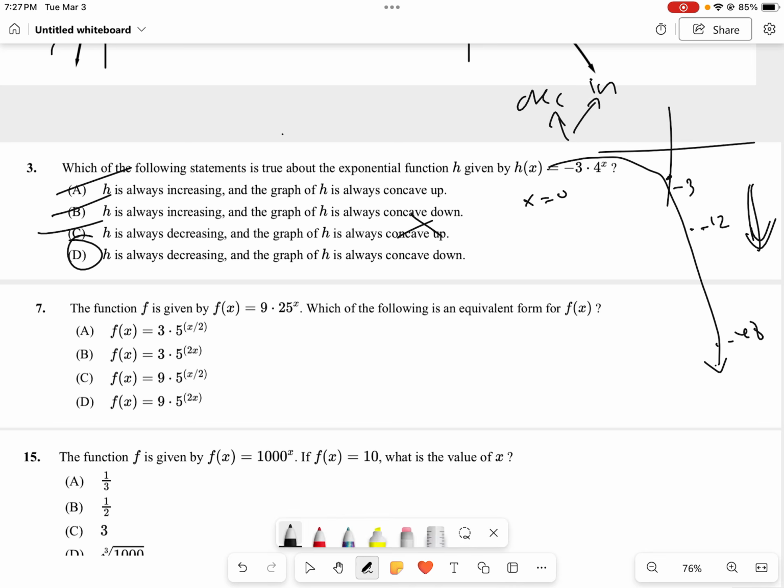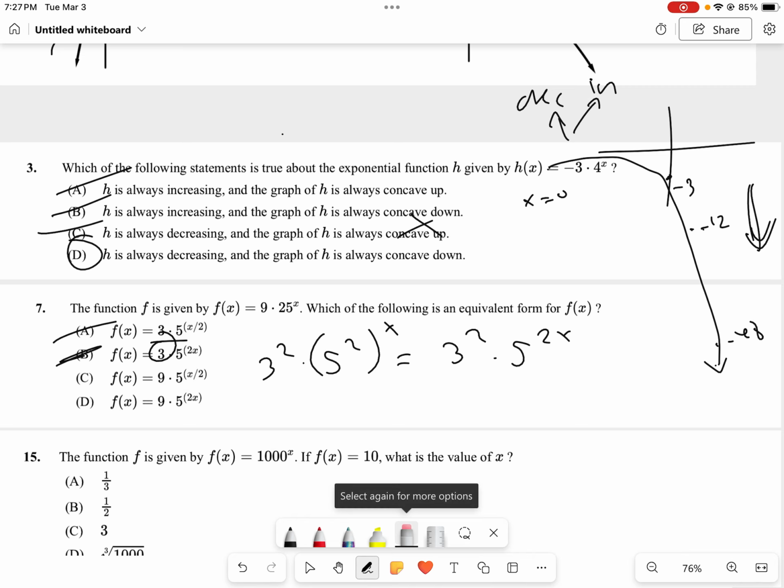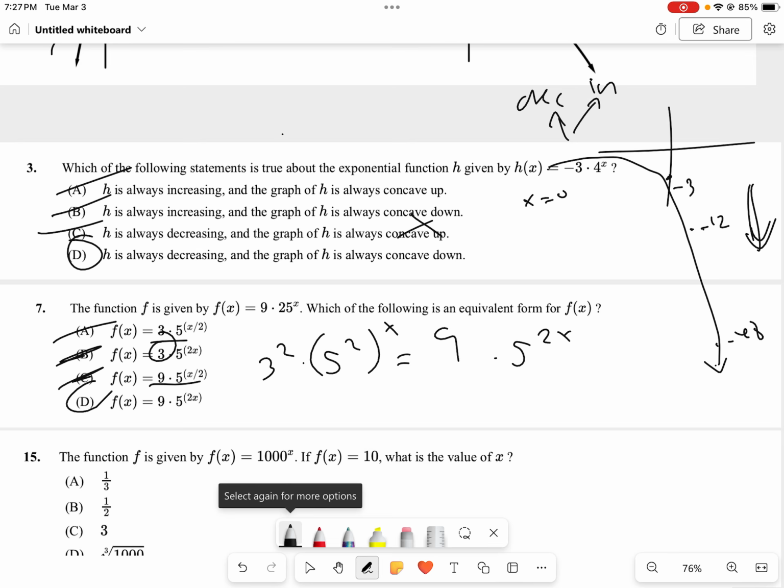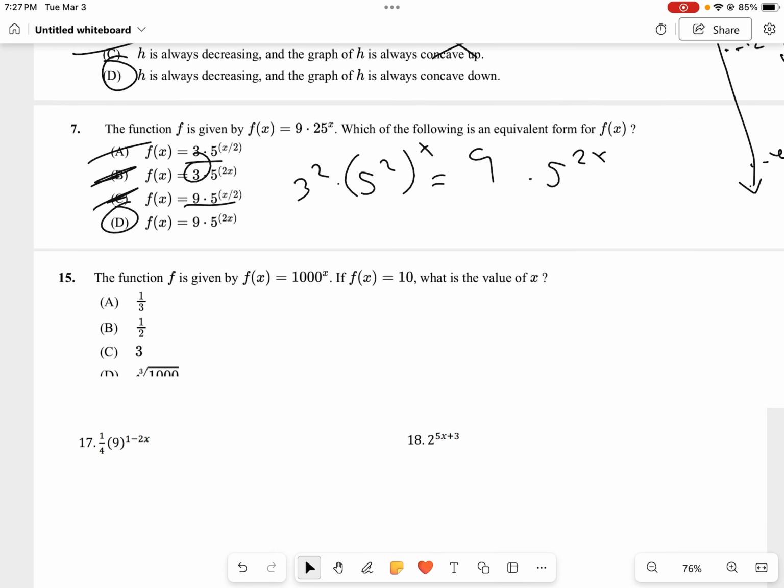Which of the following is an equivalent form for the function? Well, we always want to get it to our lowest terms. So the possibilities could be 3^2 times 5^(2x), you see? And then we can just simplify that to be 3 squared times 5 to 2x. And it looks like we have 3 times 5 to the x over 2, which is not right. And then we have 3 times 5 to 2x, which looks something like it, but there should be a squared here, and it's not. So it looks like the only possibility is for this to remain a 9. 9 times 5 to the x, no. x divided by 2, nope. And it's D.